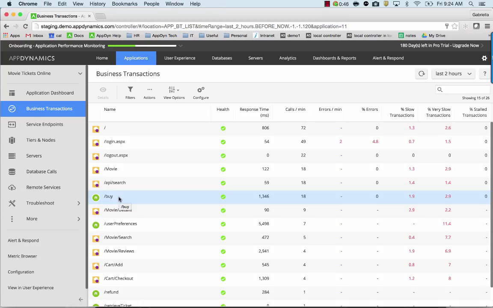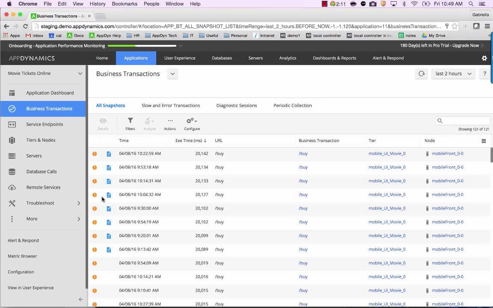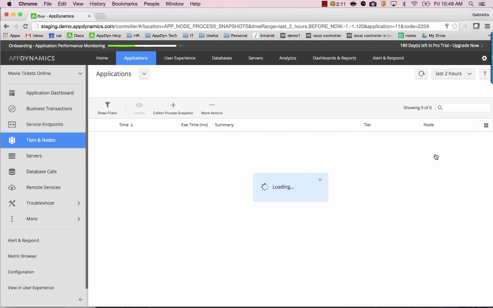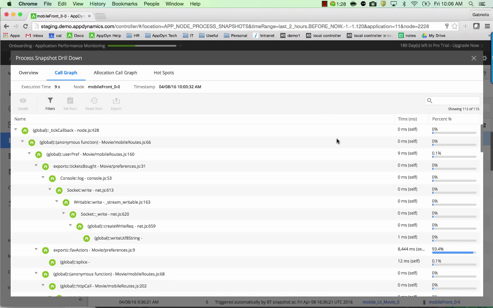The first step is to look at the complete set of instructions executed by the CPU while the buy transaction was in flight. The process snapshots in AppDynamics provide these insights. Let's go there. Let's check out the call graph.